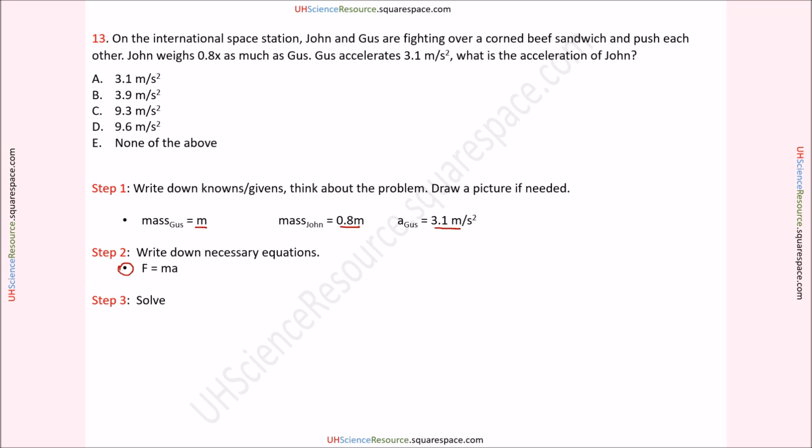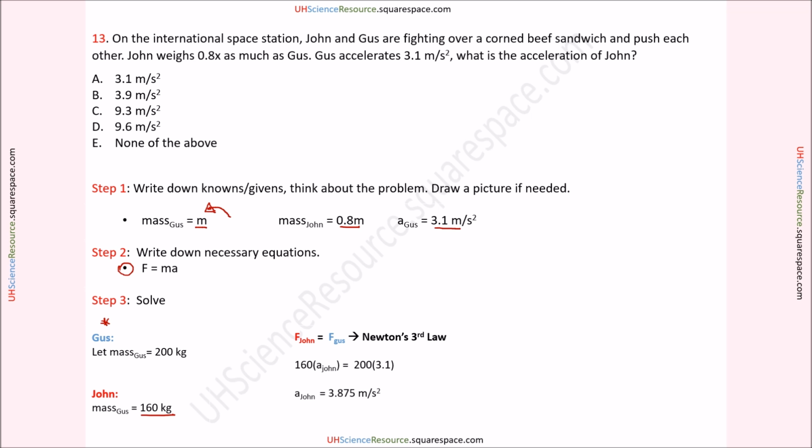Now, let's try to solve this. The most intuitive way to solve this is probably to give actual numbers to m. So for this problem, I just went ahead and used 200 kilograms for Gus. And if John is 0.8 times Gus's weight, then his mass is 160 kilograms. And we know from Newton's third law that for every action, there's an equal but opposite reaction. Then we can set the force of John equal to the force of Gus.